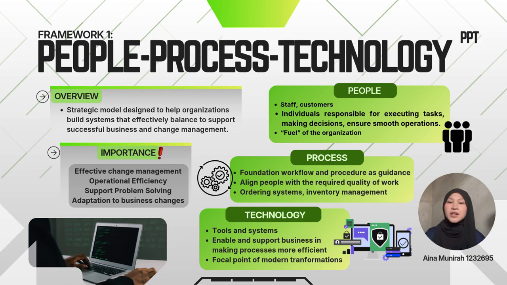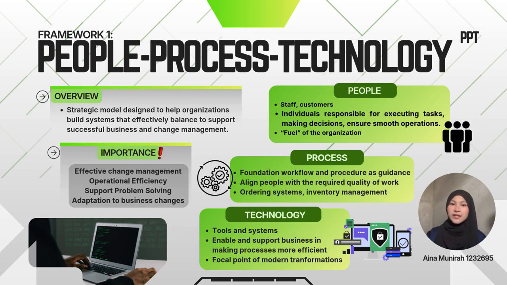First, people refers to the individuals involved in the business, such as staff and customers. They are responsible for executing tasks, making decisions, and ensuring smooth operations. Second, process refers to the workflows and procedures, such as ordering system and inventory management, which guide how tasks are carried out efficiently. Third, technology refers to the tools and systems used, such as digital ordering platforms and inventory systems to support and improve business operations.